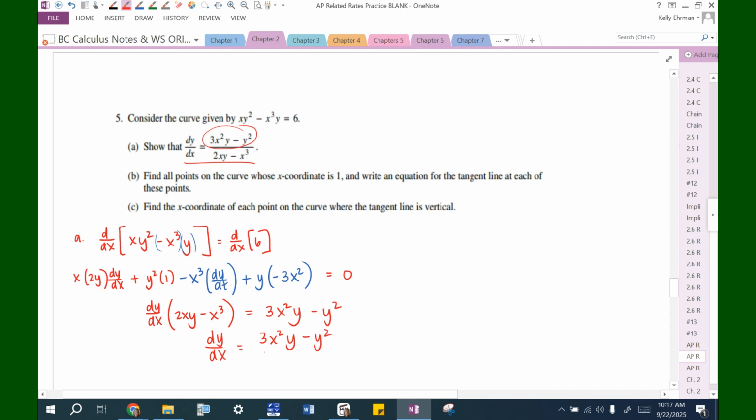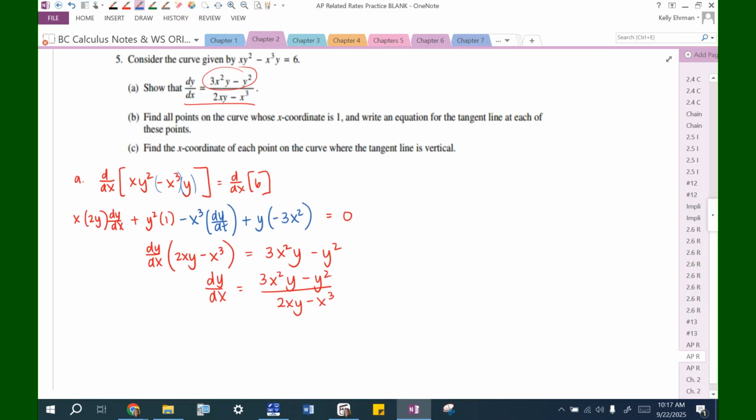And just be careful, if you wrote something in a different order here, make sure you write it in the order they have it written as in their problem. Okay, so show that. Done. Did that. Part B, find all points on the curve whose x-coordinate is 1. Write an equation for the tangent line at each of these points.